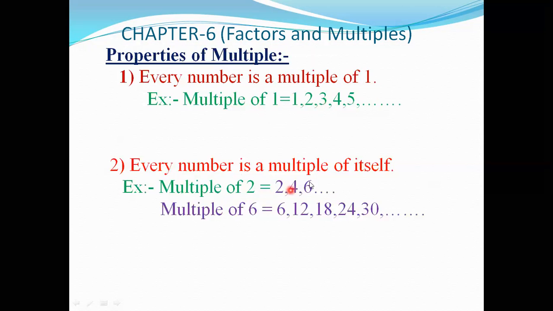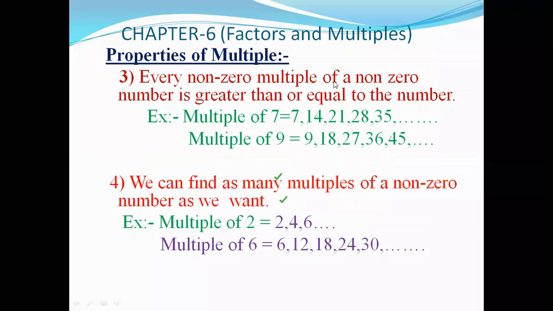Now, every number is a multiple of itself. Multiples of 2 are 2, 4, 6, and 2 is a multiple of itself. Here we see 2 and 6. Multiples of 6 are 6, 12, 18, 24. Every number is a multiple of itself. Now we go to the next topic.